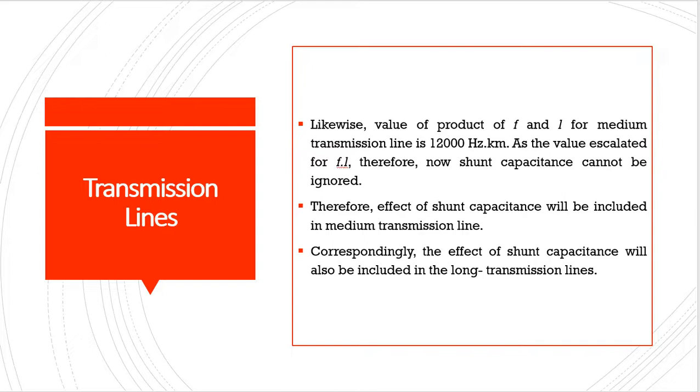So we will discuss the phenomena of the medium transmission line with 4 different methods, which are the load condenser method, source condenser method, then nominal T method and nominal pi method. We will discuss them in detail in the upcoming lectures. We can also say that the effect of shunt capacitance will also be considered in case of long transmission lines, and also the effect of conductance will be considered in long transmission lines when we study them.